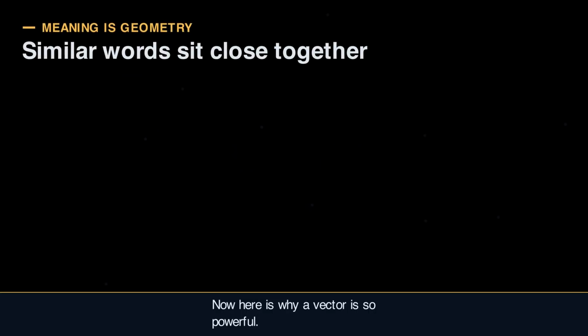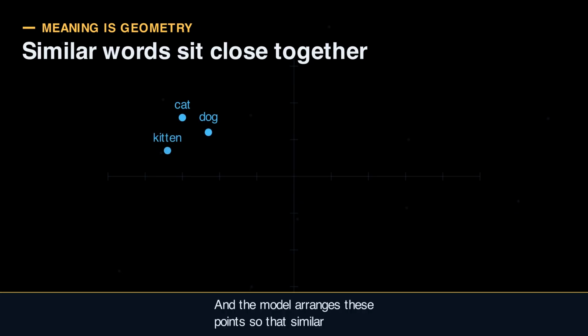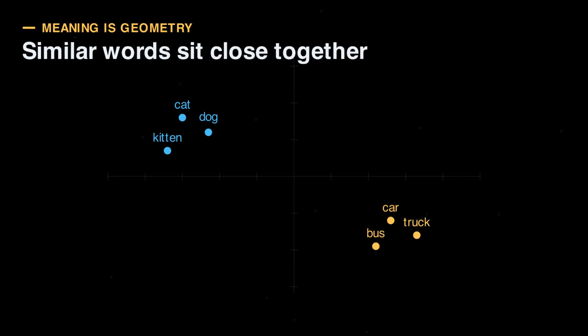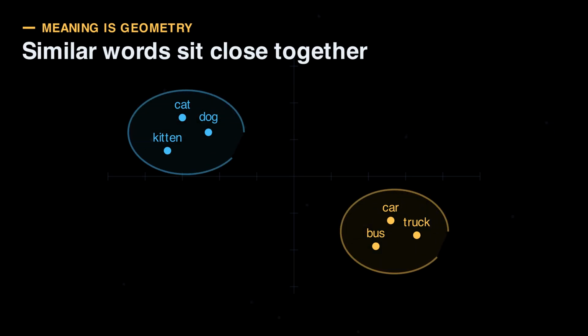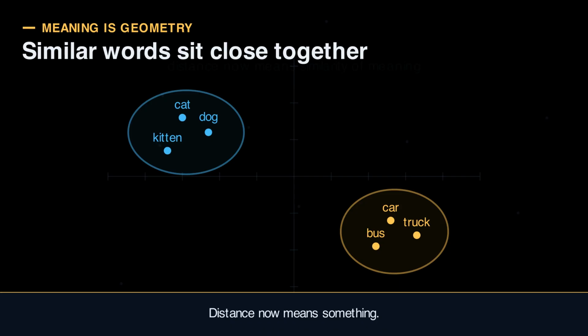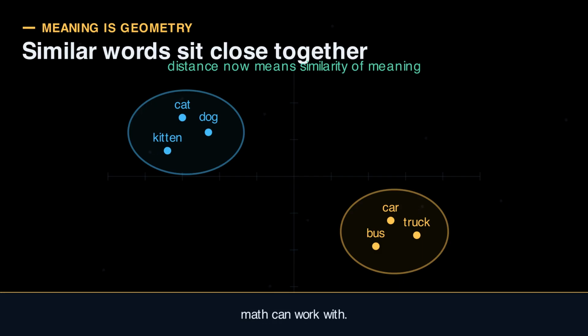Now here is why a vector is so powerful. A vector is a point in space. And the model arranges these points so that similar meanings sit close together. Cat, dog, and kitten land in one neighborhood. Car, truck, and bus form another far away. Distance now means something. Meaning has become geometry, and geometry is something math can work with.